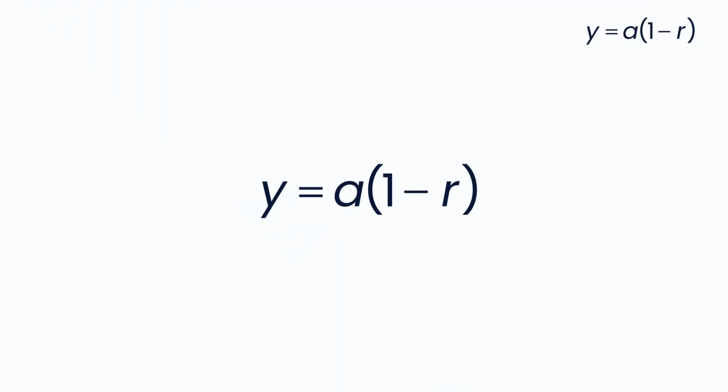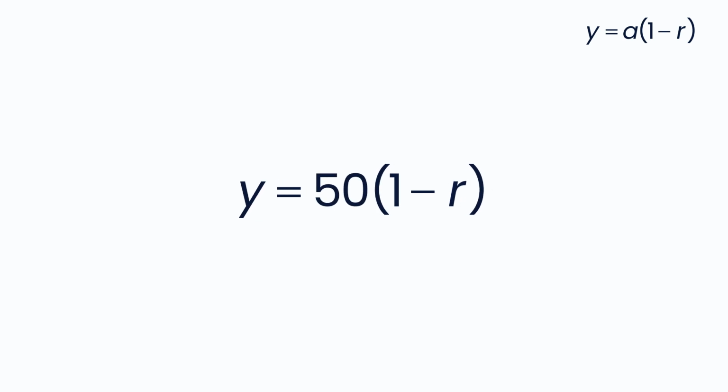Now let's insert the values from the board game example. The final amount y is the price of the board game the following month. The initial amount a is equal to $50, the price of the board game before it goes on sale. The decay factor is given by 1 minus r, where r is the percentage decrease of 30% for the following month.